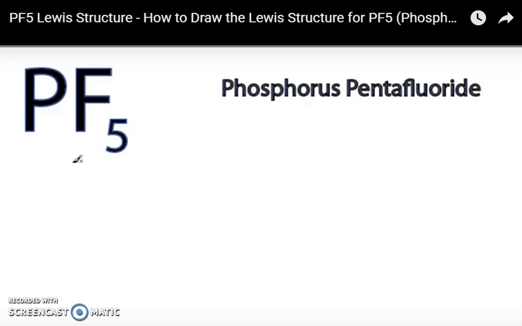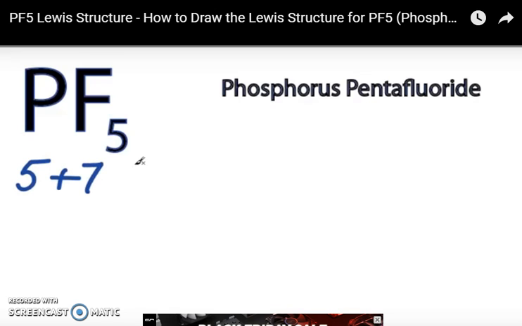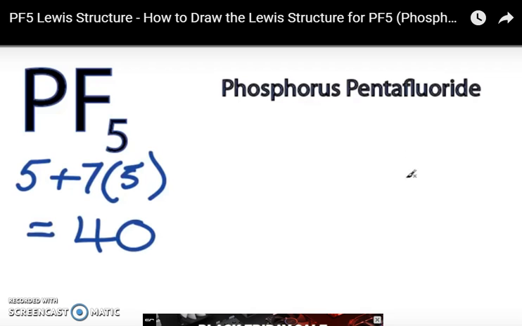Let's do the Lewis structure for PF5. On the periodic table, phosphorus is in group 5. It has 5 valence electrons. Fluorine, group 7, but we have 5 of those, so we need to multiply that 7 by 5. 5 plus 35, 40 valence electrons.